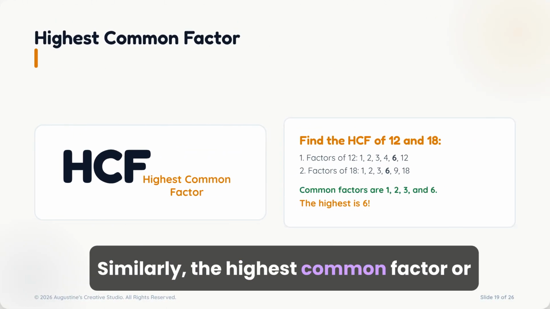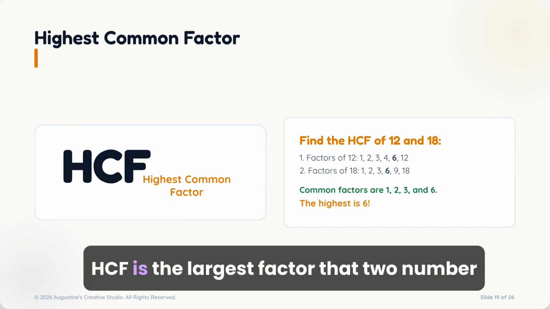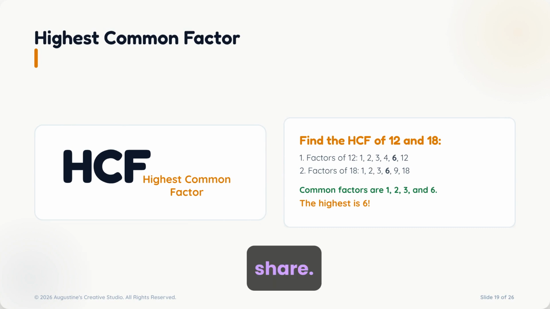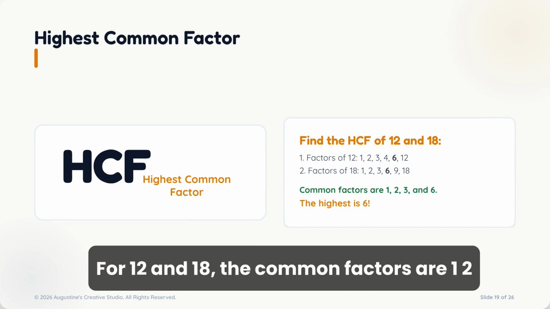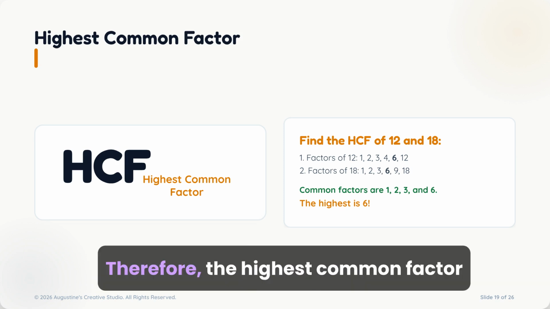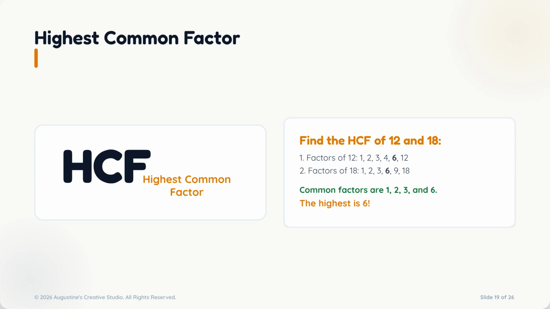Similarly, the highest common factor, or HCF, is the largest factor that two numbers share. For 12 and 18, the common factors are 1, 2, 3, and 6. Therefore, the highest common factor is 6.